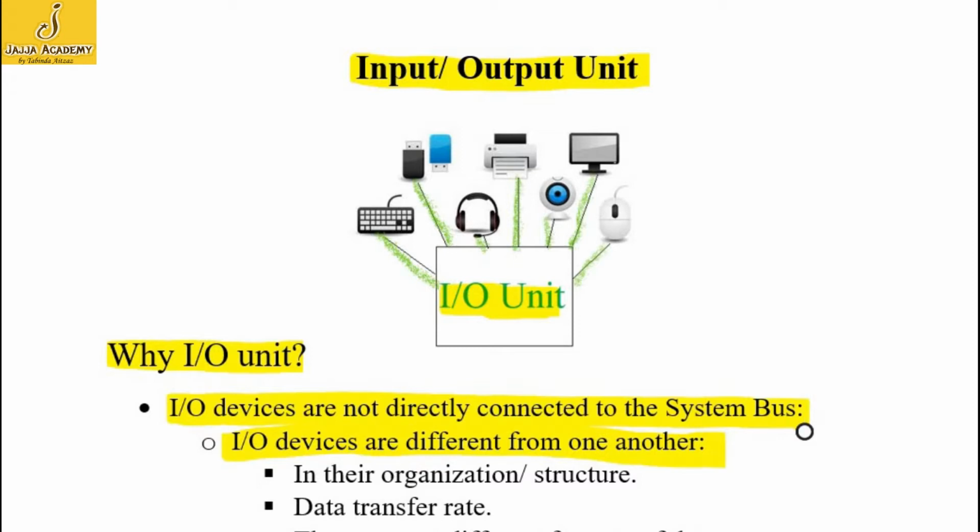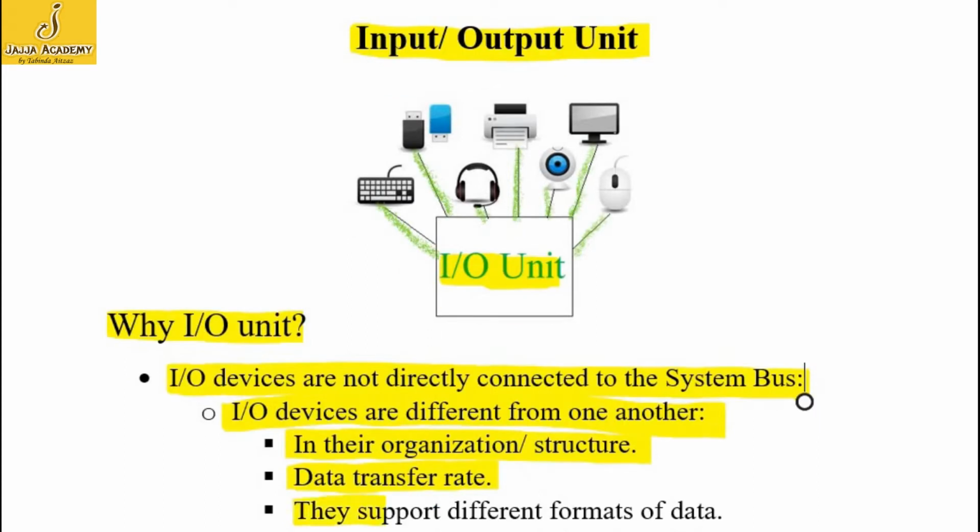And how are they different from one another? They can differ in their organization or in their structure. Their data transfer rate can be different and they support different formats of data. That is why they are not directly connected to the system bus. They are connected to the I/O unit and then the I/O unit is connected to the system bus.